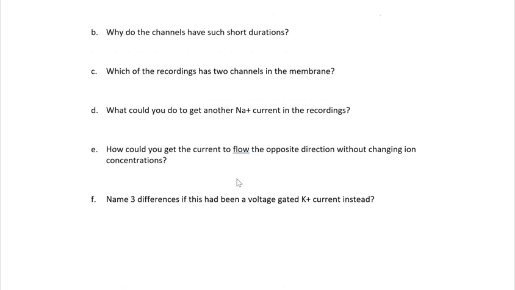And then if this had been a voltage gated potassium channel instead of a voltage gated sodium channel, what would have been three differences in the currents? Okay, name three things that might have been different between the two.